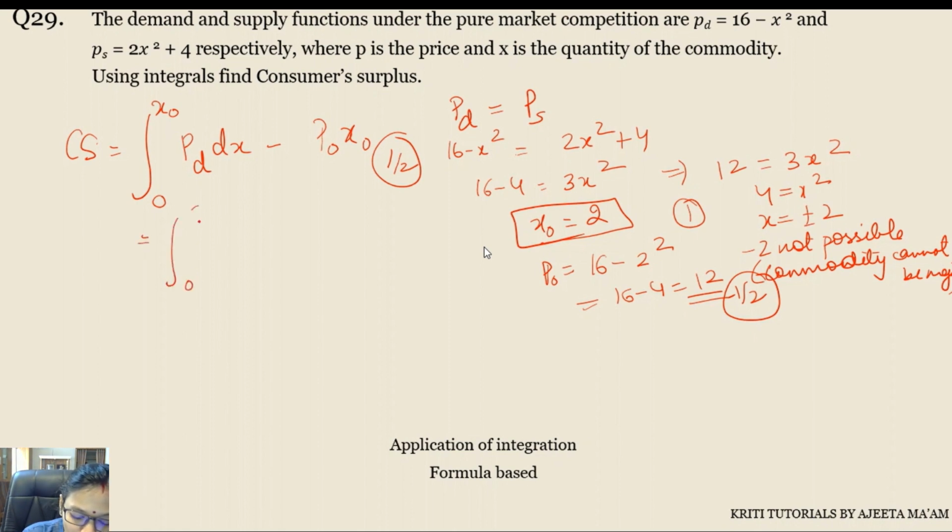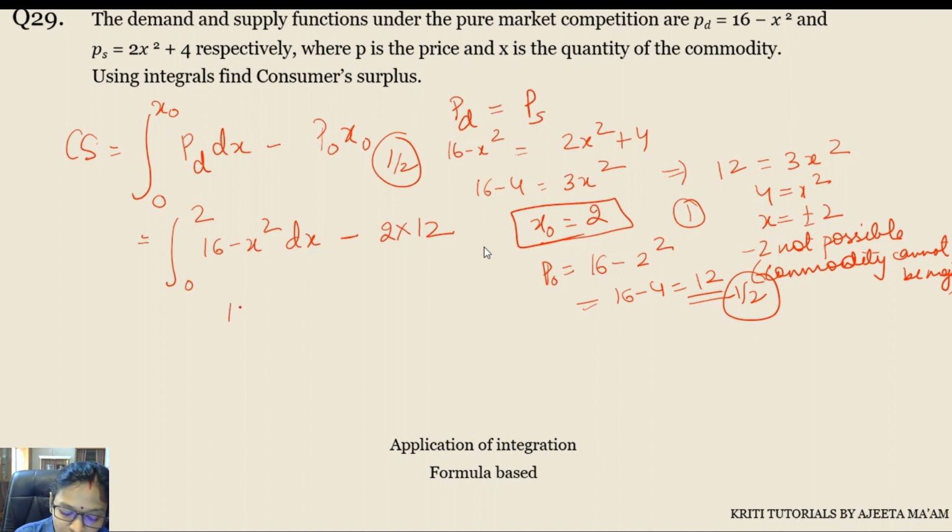Now just put the value. What is x0? It is 2. What is your demand function? 16 minus x square dx, and minus p0 x0. So 2 into 12, right? Consumer surplus and producer surplus questions are very easy to solve because they are just formula based. Simple calculations, mostly polynomial functions, and for those integration is also easy.